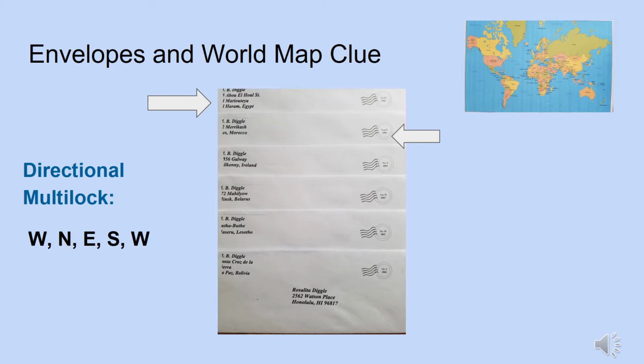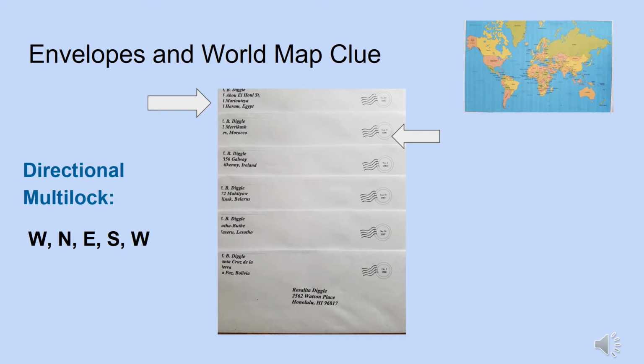The envelopes will help students determine the directional lock combination. There were 6 envelopes hidden around the classroom at the beginning of the game. There are 2 things on each envelope that need to be taken into account. The first is the return address on the top left-hand corner of each envelope. The second is the date stamp on the top right-hand corner of each envelope.